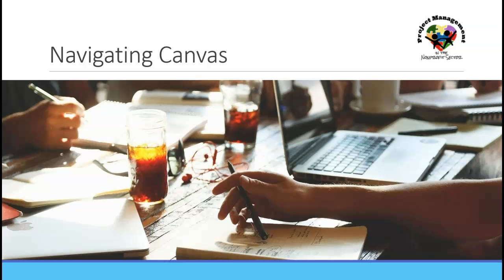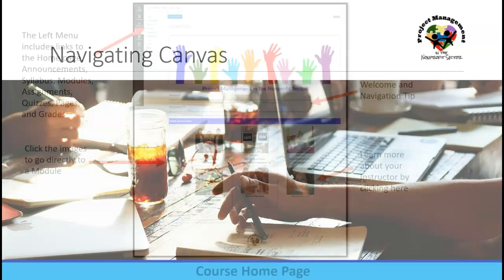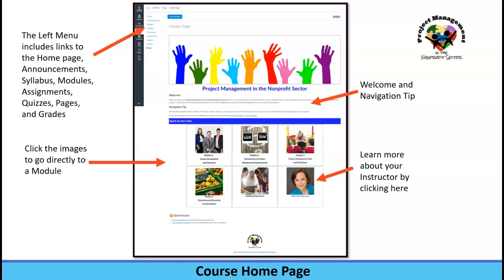This may be your first experience in an online course or using the Canvas learning management system. Here's how to find your way around. In addition to this overview, throughout the course pages, you'll find links to how-to documents. Here's the home page for our course. The left menu includes links to the home page, announcements, syllabus, modules, inbox, assignment, quizzes, pages, and grades. Clicking on the images on the home page will navigate you to the modules, resources, and instructor page.